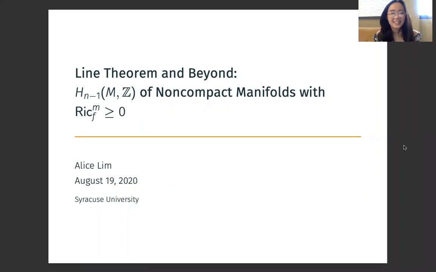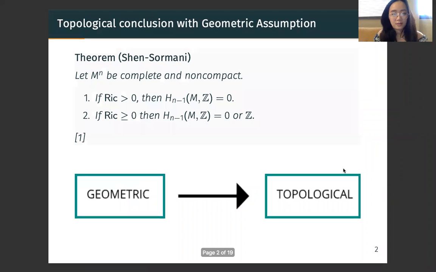Okay, hi. Here I'm going to talk about the n-1 integer homology of non-compact manifolds with Ricci non-negative. First I'm going to talk about the Shen-Sormani theorem.